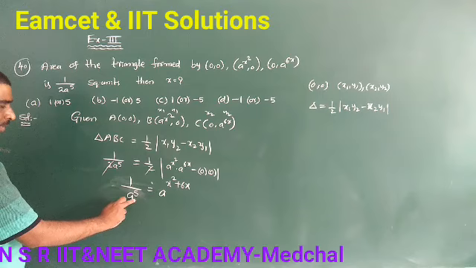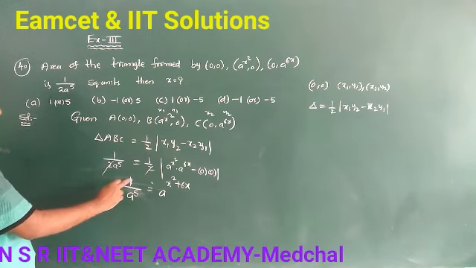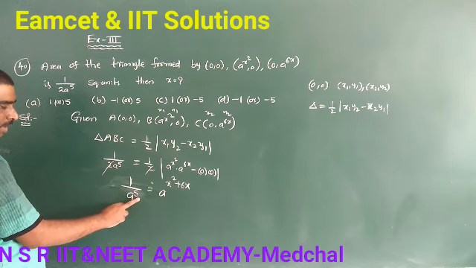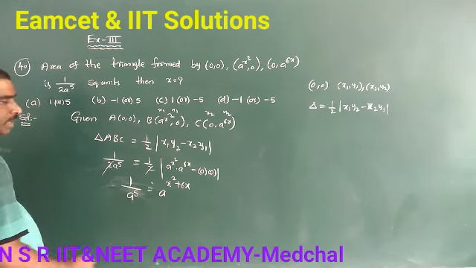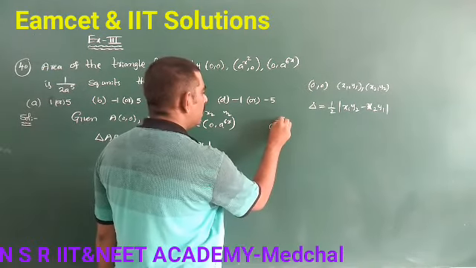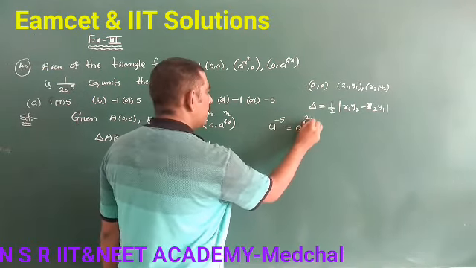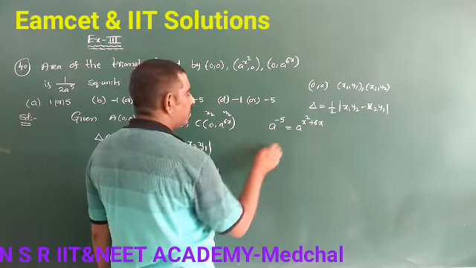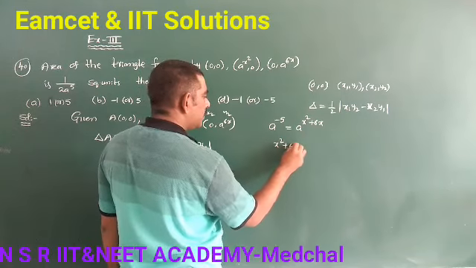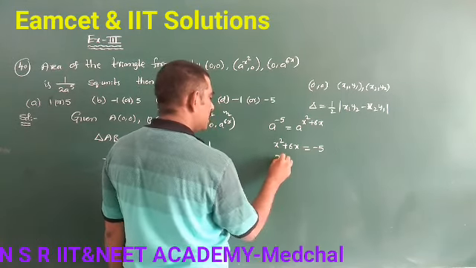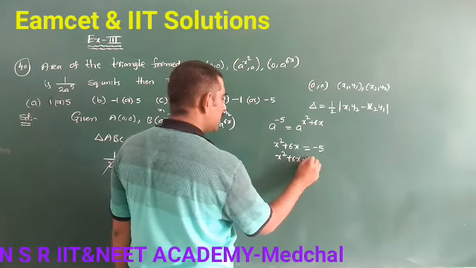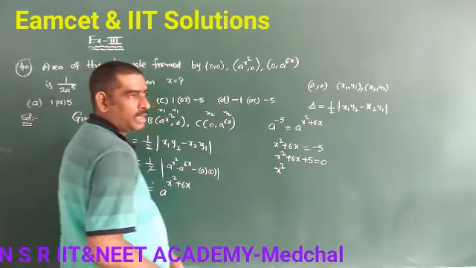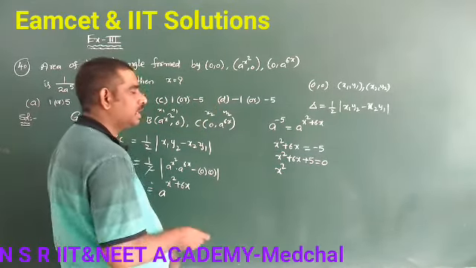So 1 by a to the power 5: a to the power 5 is in the denominator, so moving it to the numerator, plus 5 becomes minus 5. We get a to the power minus 5 equals a to the power x square plus 6x. Now the bases are equal, so the powers are also equal: x square plus 6x equals minus 5. So x square plus 6x plus 5 equals 0, which is a quadratic equation in terms of x.